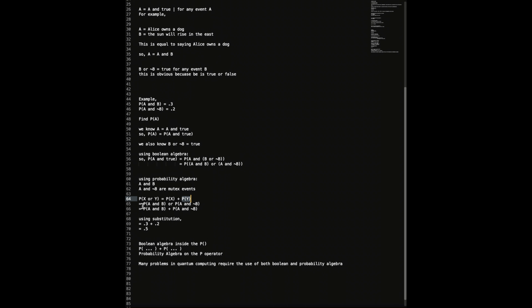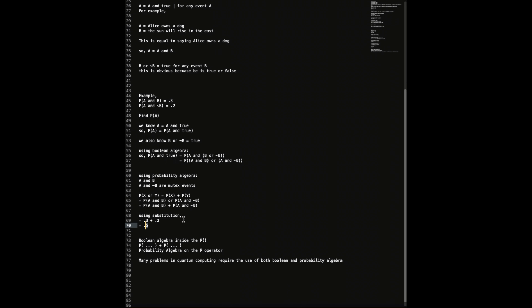So we can keep going with that. The probability of A and B or A and not B is equal to the probability of A and B plus the probability of A and not B. Well, if we look up in the original problem, the probability of A and B equals 0.3, so we can just substitute. We'll replace the probability of A and B with 0.3, and the probability of A and not B with 0.2. 0.3 plus 0.2 equals 0.5.